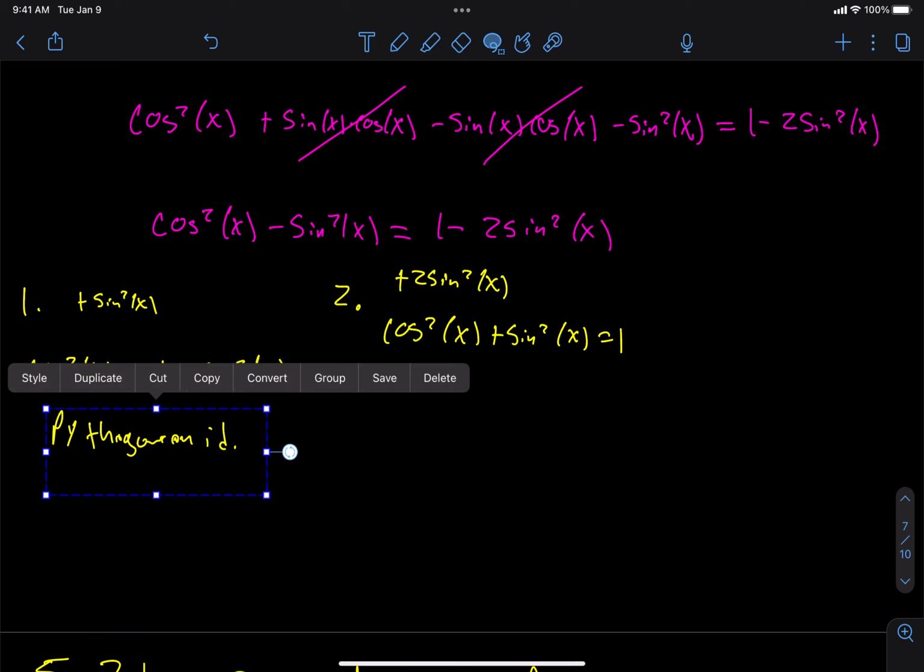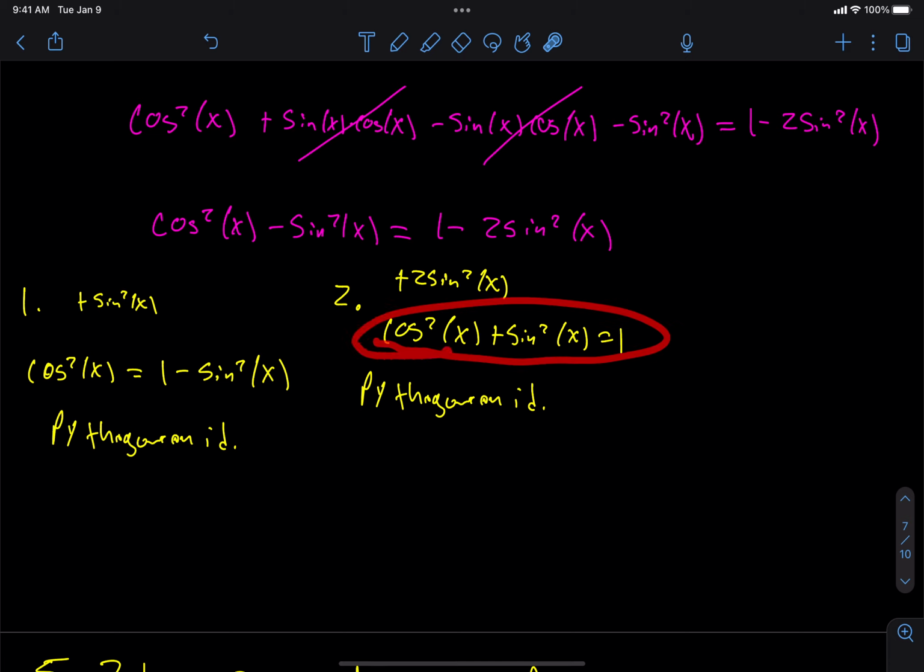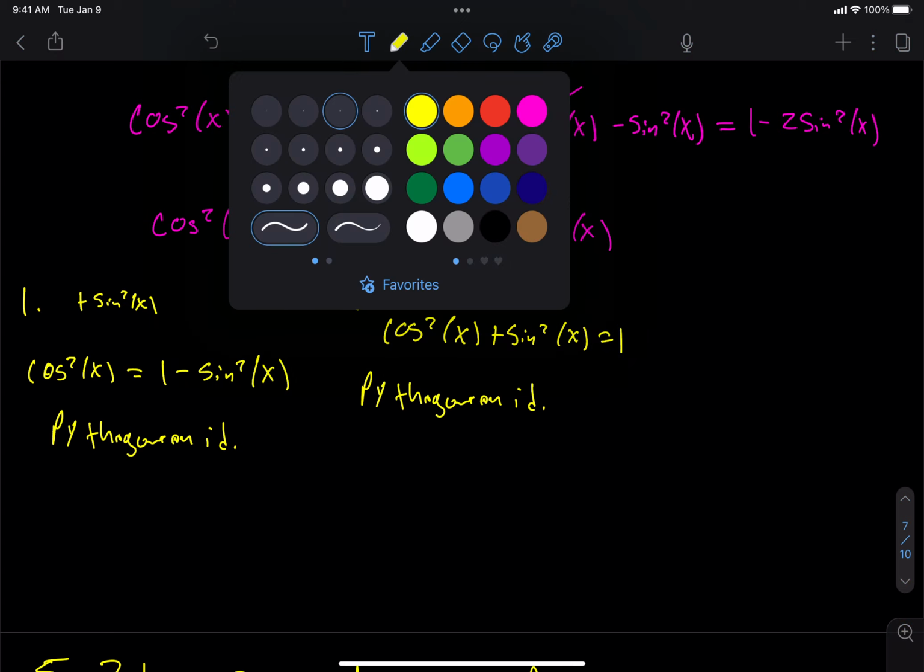I like method number 2 probably the best. Because for me, this is how I'm used to seeing this Pythagorean identity, so my intention is to put all of the trig functions on one side and the number on the other side. That's what I like to do personally, but if you don't feel the same, that's totally fine.